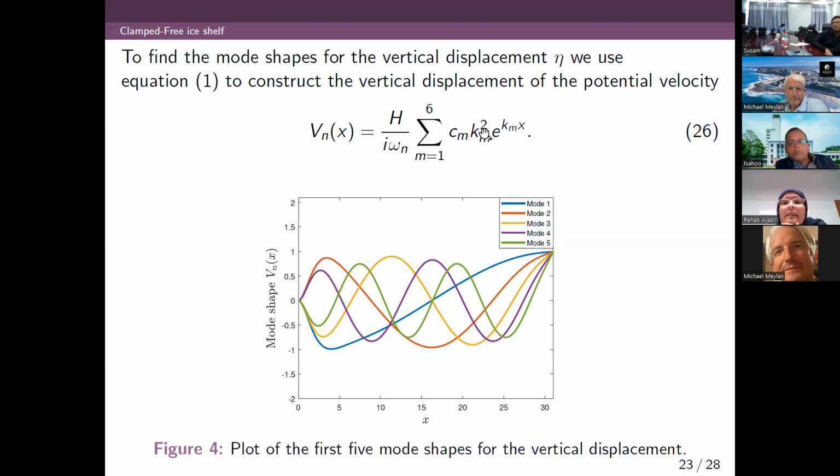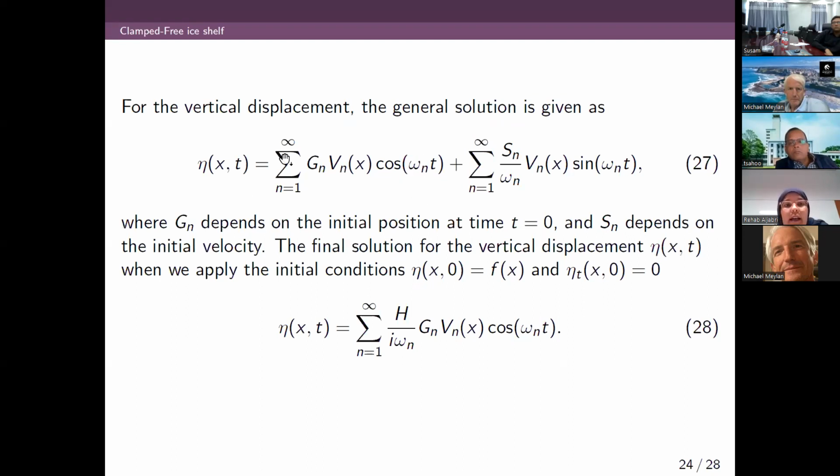For the vertical displacement, the general solution is given like this. We can see here Gn depends on the initial position, and Sn depends on the initial velocity. And we made an assumption that this is our initial condition: eta(x,0) equals f(x), and the first derivative in terms of time is 0. That means this part is going to vanish, and we will search for the solution in this part only. For finding the coefficient Gn, we do the same thing as we did for the potential. We write it as a matrix and then find what Gn equals. And here is our final solution.